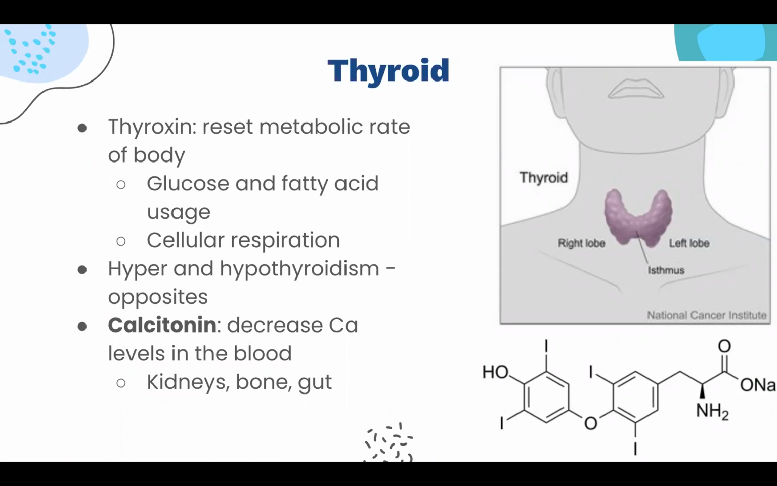Calcitonin is a hormone responsible for decreasing calcium levels in the blood. It does this by making bones, kidneys, and the gut increase their uptake of calcium. A mnemonic that I learned is that calcitonin tones the muscles by taking up calcium.